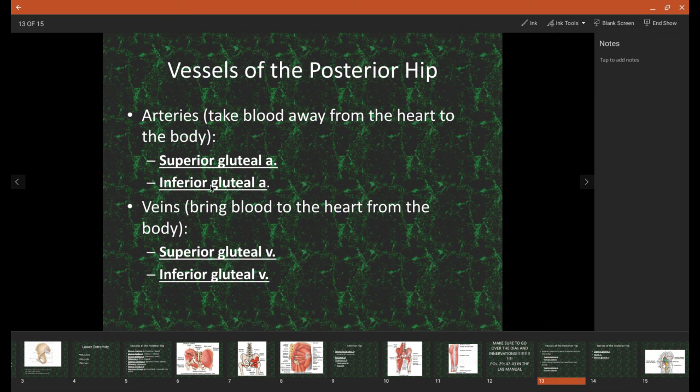Now, the superior gluteal artery, vein, and nerve are going to the gluteus medius and gluteus minimus area. So they will be taking blood to these muscles and taking blood away from these muscles. And also we talked about with the muscles and their nerve that innervates some superior gluteal nerve, it'll be telling those muscles what to do. Inferior gluteal artery, inferior gluteal vein, and inferior gluteal nerve will be going to gluteus maximus.